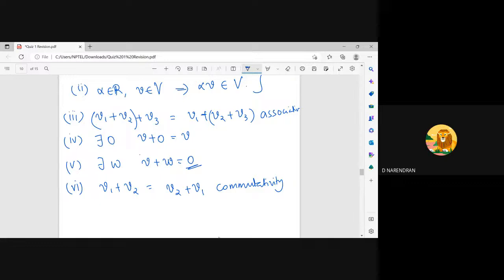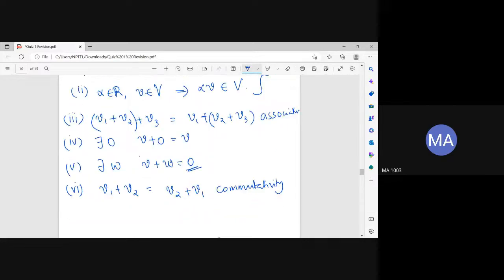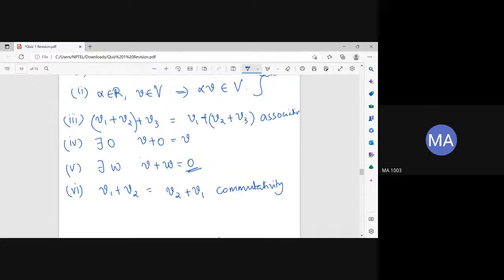Okay, madam, proceed. Sometimes zero is also not exactly 0, 0, 0. Sometimes zero is a vector. Oh, for associativity, I mean, my mind was on associativity.